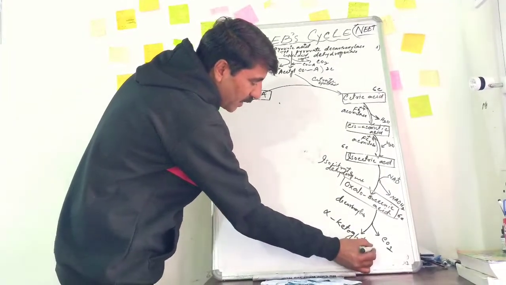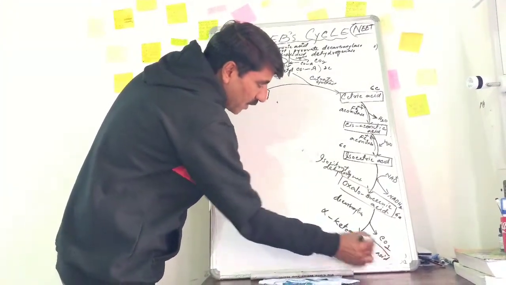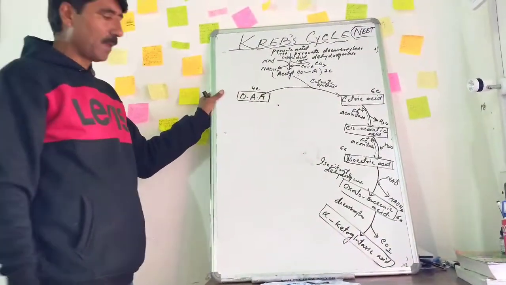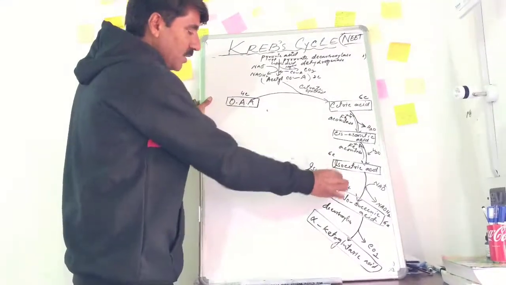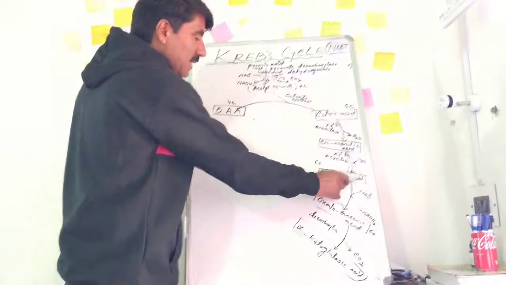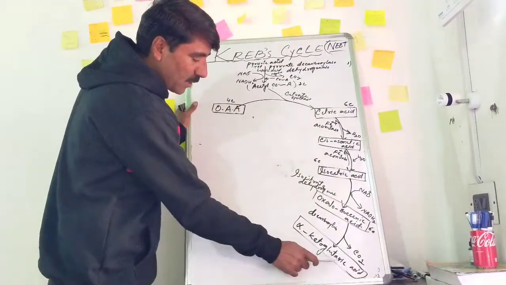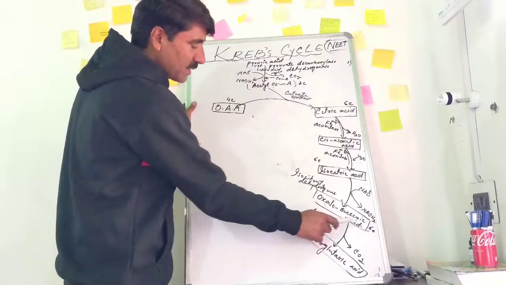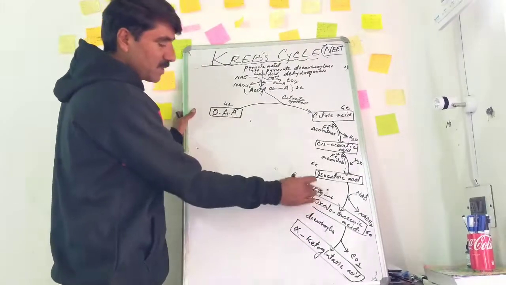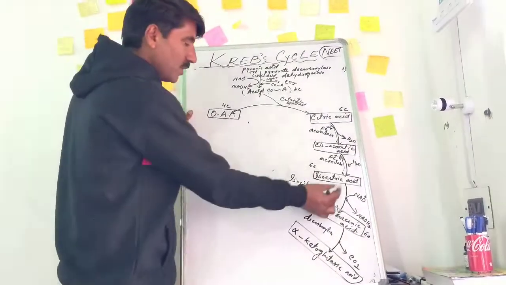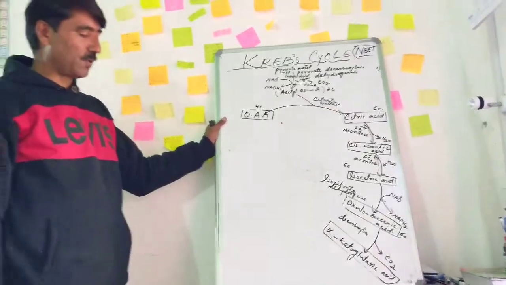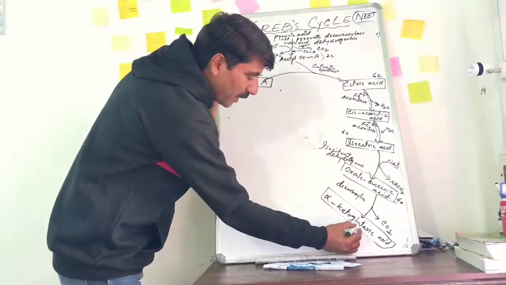Alpha ketoglutaric acid, or alpha ketoglutarate. This is the key substance in this metabolic pathway. Now in this step we can see this is the first oxidation step. Isocitric acid gets converted into alpha ketoglutaric acid through oxalosuccinic acid. The same enzyme, isocitrate dehydrogenase decarboxylase, is involved. Here first dehydrogenation takes place and then it is followed by decarboxylation. Now we have alpha ketoglutaric acid.